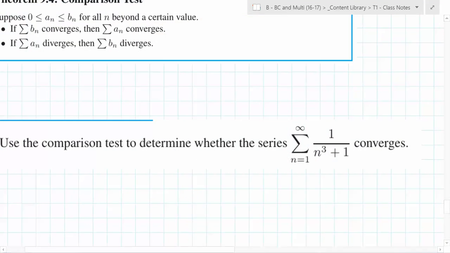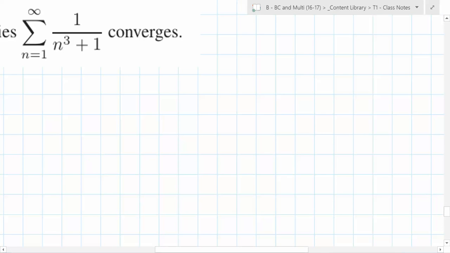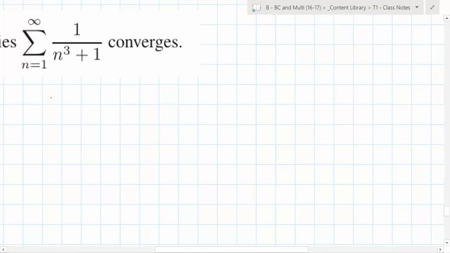So how could we use it right here? You could lead us through this, Chip. What could we compare this to? We know that this right here, and you write out the whole thing, is less than what?